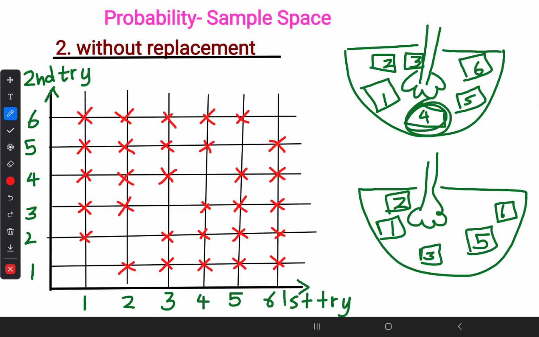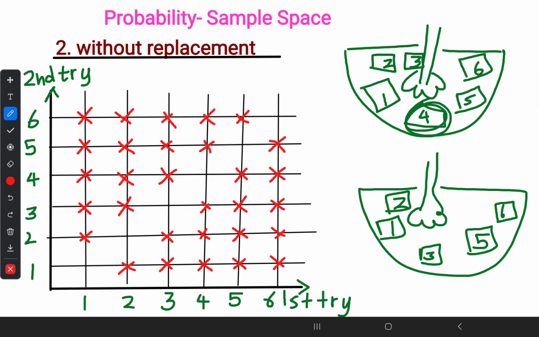You cannot select the same card again and again. Without replacement, you cannot select the same card again and again because there is only one card. You have selected that one earlier. You cannot select the same card again. That's why the cross-sectional region remains unmarked.